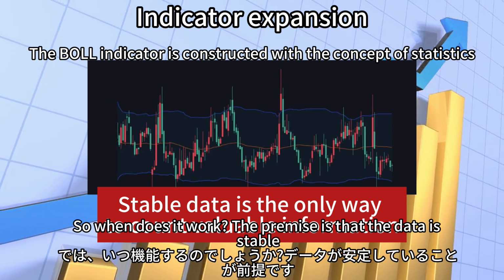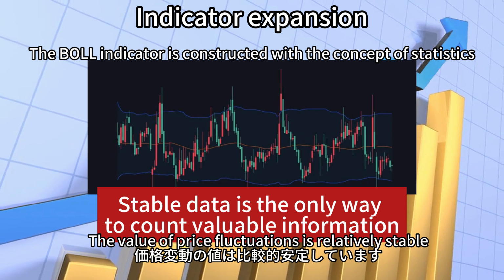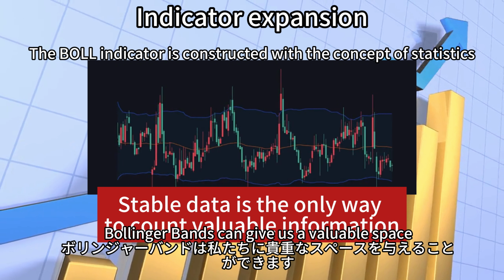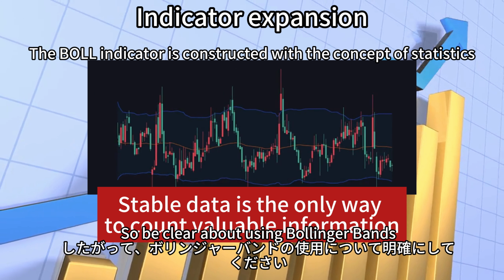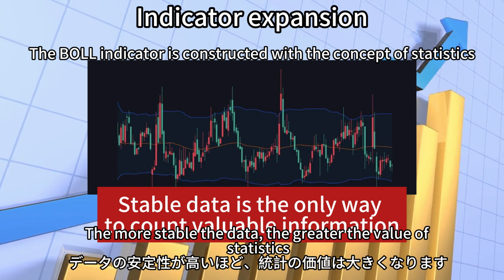So when does it work? The premise is that the data is stable. For example, in the example above, the price is in the process of consolidation. The value of price fluctuations is relatively stable. In such a situation, Bollinger Bands can give us valuable space. So be clear about using Bollinger Bands. Let's look at the Bollinger Band statistics. The more stable the data, the greater the value of statistics.